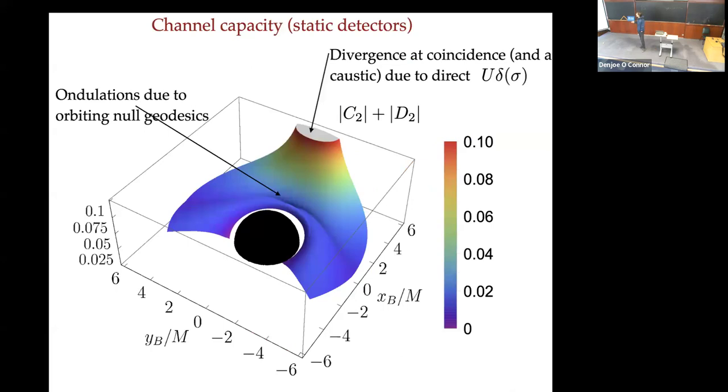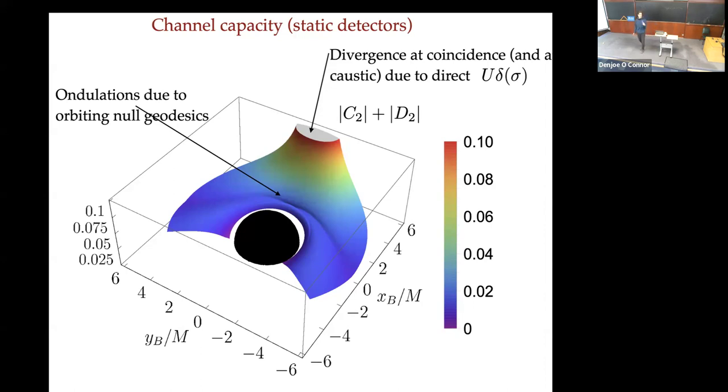So this is a numerical calculation of the channel capacity, C2 plus D2. Anything that's non-zero here gives you a better than 50% chance of guessing the bit, Bob guessing the bit that Alice has sent through the field. So this is just the equator of Schwarzschild. On the vertical axis, there's the channel capacity. And this is where Alice sits.